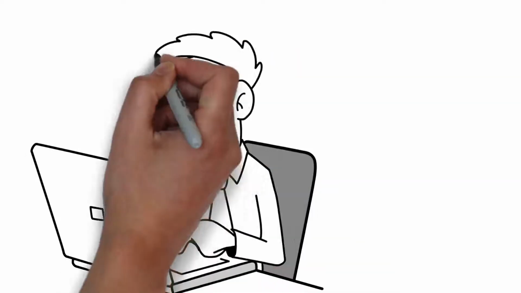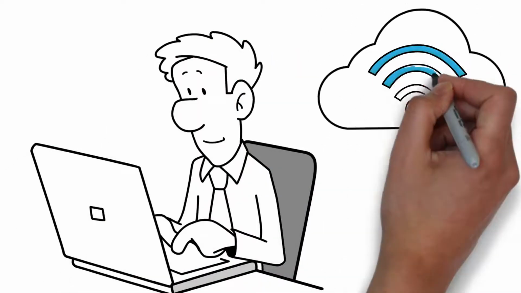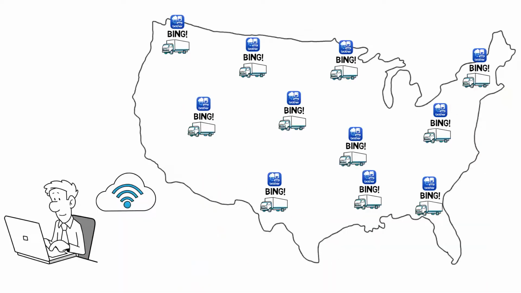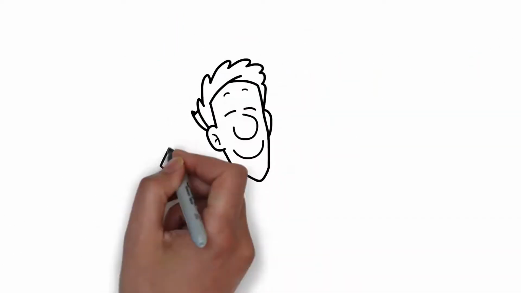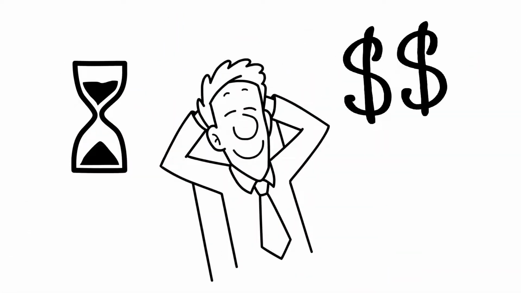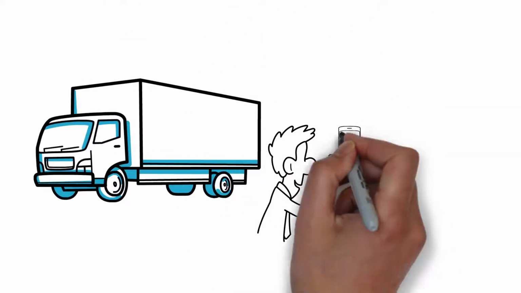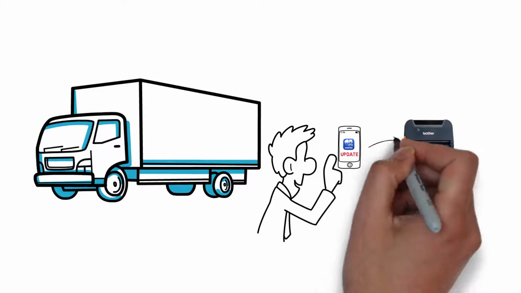With Brother Mobile Deploy, administrators simply post updates to the cloud, and the Mobile Deploy app notifies field techs that an update is available, saving hours of administrative time, tech support, and shipping costs. With a single push of a button, Mobile Deploy updates the Brother printer automatically. It's that easy.